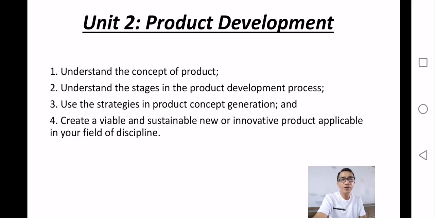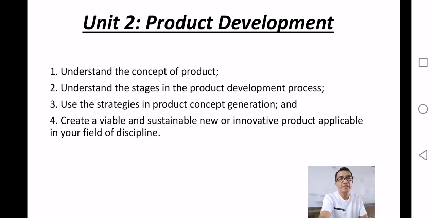Hi again. So let's now proceed with Unit 2 of Module 5, and this is now entitled Product Development. And we have the following learning outcomes: understand the concept of a product, understand the stages in the product development process, use the strategies in product concept generation, and create a viable and sustainable new or innovative product applicable in your field of discipline.